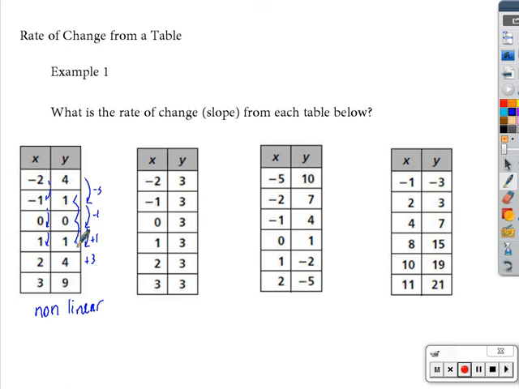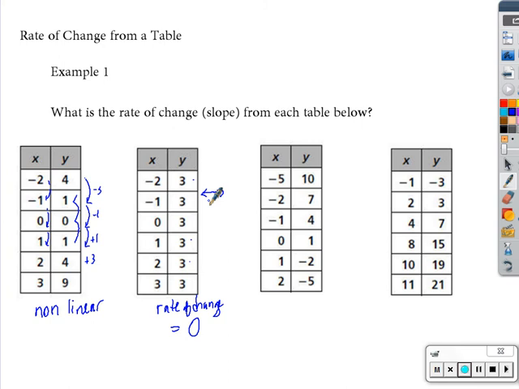Okay, next I want to take a look at this one here. I notice as my x values are changing by 1 each time, my y values all stay 3. So this has no growth or no slope or slope of 0. So the rate of change is 0. The slope would be 0. That would end up being a horizontal line if I graphed it.